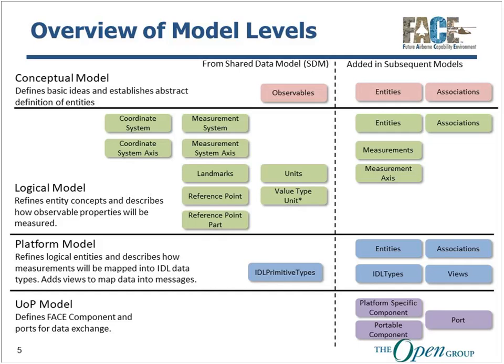And finally, while it's not technically a level, there is a thing called a UoP model within the FACE data architecture, which allows you to identify a component and describe the data that comes into and out of it. So I can have my portable component or my platform-specific component, which has some number of ports. And each of those ports uses a view element from the platform model to describe what the data is. And it all ties back to your entities and associations.